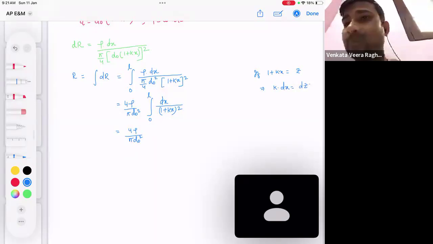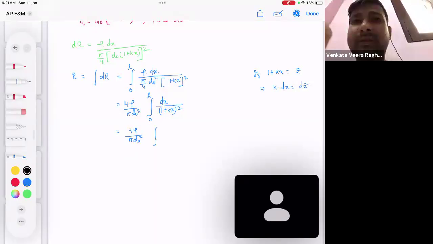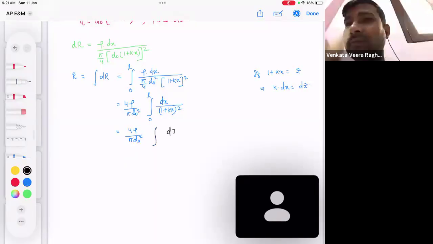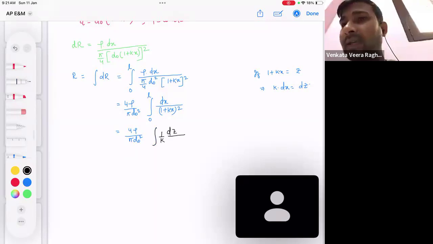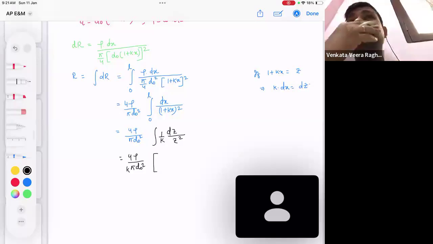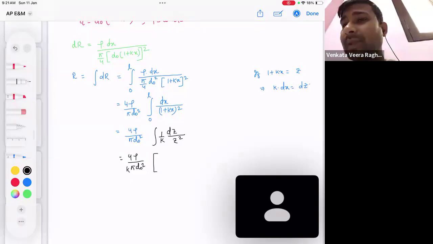So this integration will be converted into 1 by k dz, and 1 plus kx is z square. So just integrate it: 4 rho by pi d naught square, k outside, and the integration of dz by z square. So z to the power minus 2 plus 1, minus 1 by z will come, right? So minus 1 by z means 1 plus kx will come.